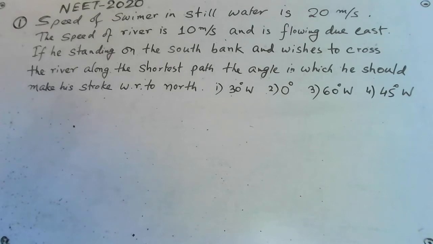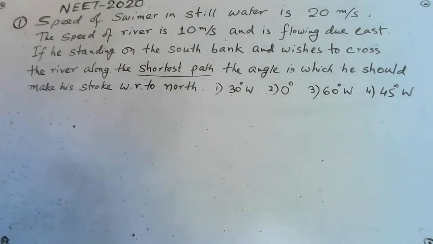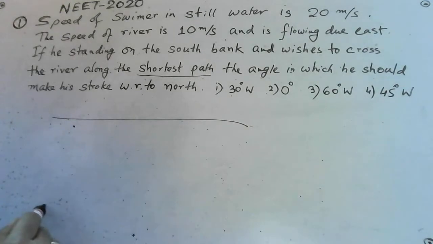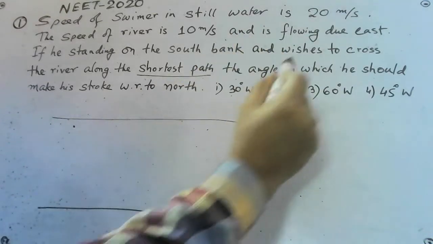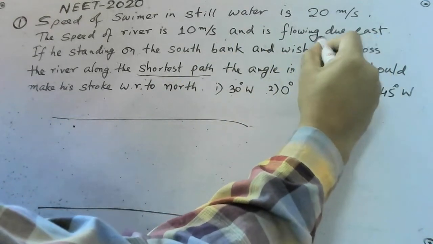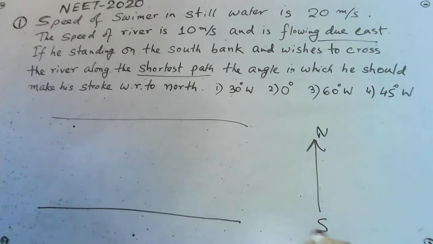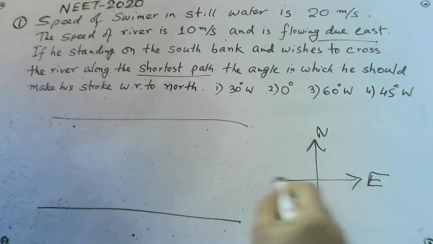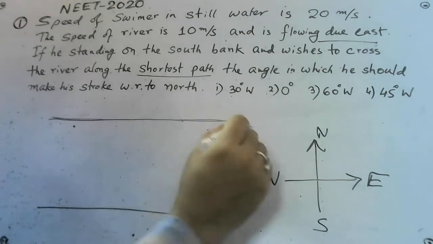Here, this is a vector question, and the essence of this question is: what is the shortest path? So you have to point that out. Suppose this is a river which is flowing due east. If I draw this north-south, east-west diagram, vector always requires direction, so you should make sure that the direction you are writing is proper.